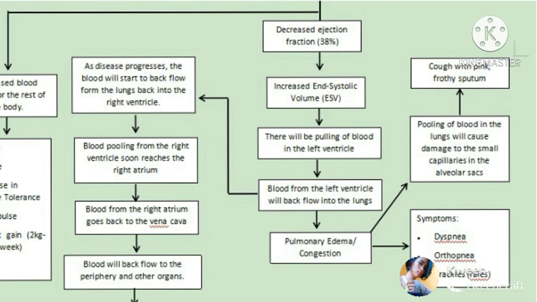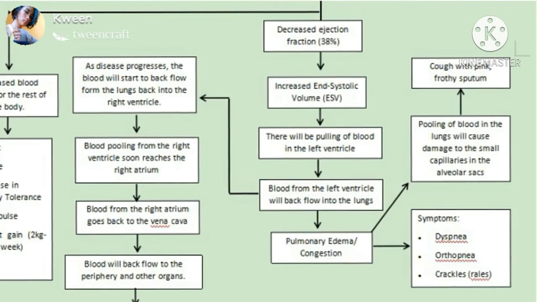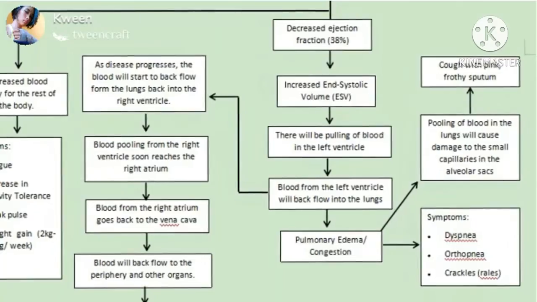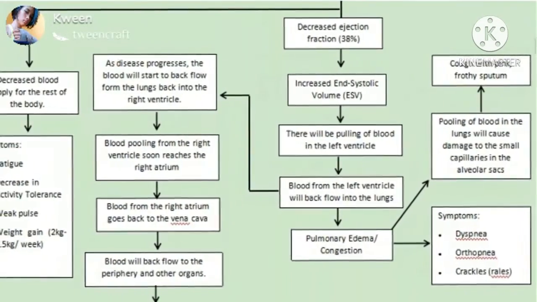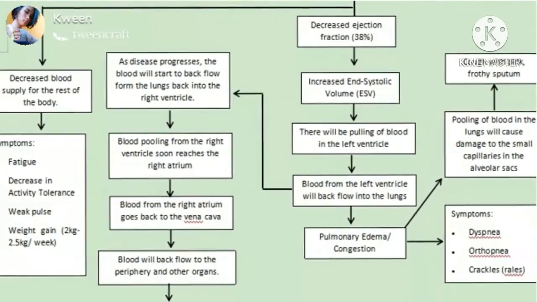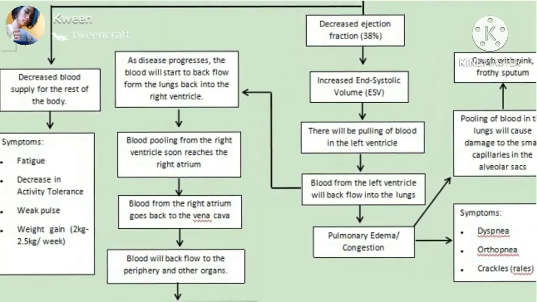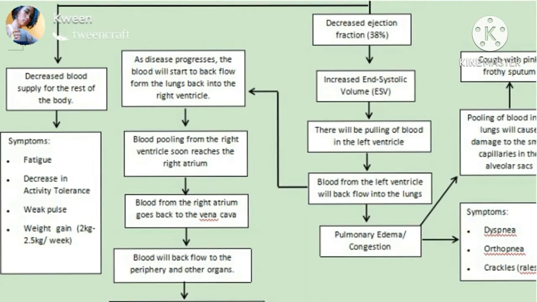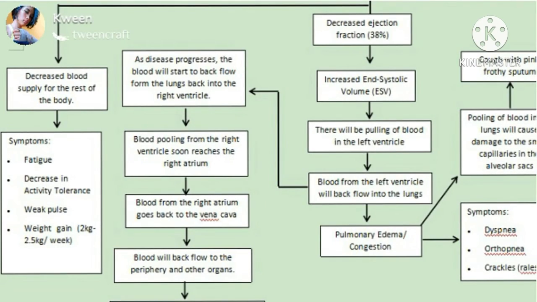The pulmonary congestion, wherein there is pooling of blood in the lungs, will cause damage to the small capillaries in the alveolar sacs. This will cause a cough with pink, frothy sputum. Going back, since the blood is already pooling in the left ventricle and it already flowed back into the lungs, as the disease progresses, the blood will start to backflow from the lungs into the right ventricle. Blood pooling from the right ventricle will soon reach the right atrium. Blood from the right atrium goes back to the vena cava.